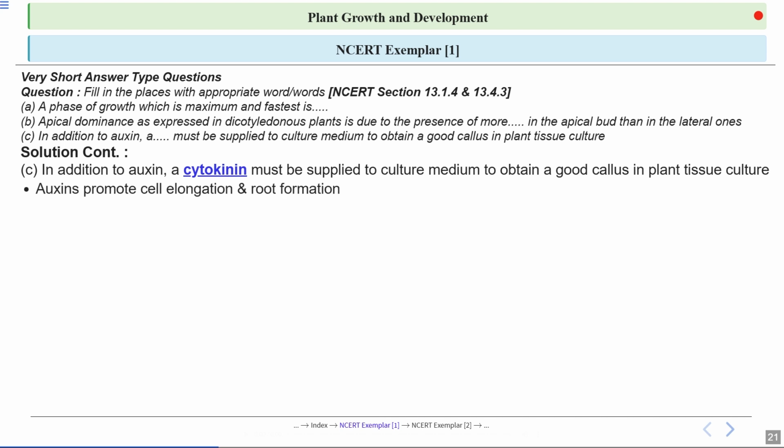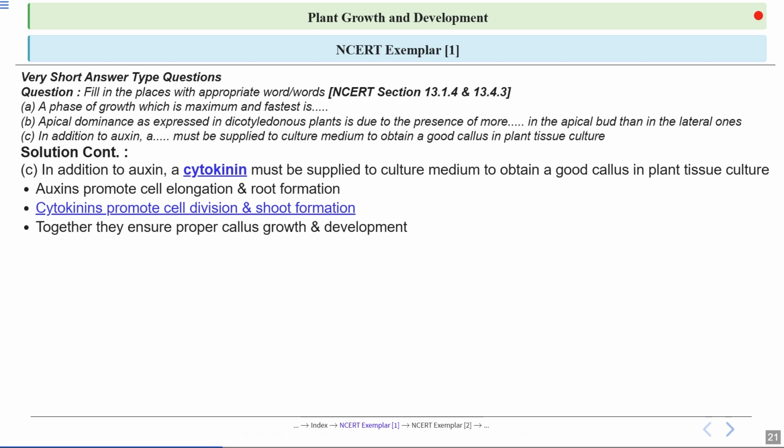Now, what is the function of auxin? Auxin promotes cell elongation and root formation. And what is the function of cytokinin here? Cytokinin promotes cell division and shoot formation. So together they ensure proper callus, an uncontrolled growth of a mass of cells, that is called callus, right? This callus is formed due to the presence of both the hormones auxin and cytokinin.